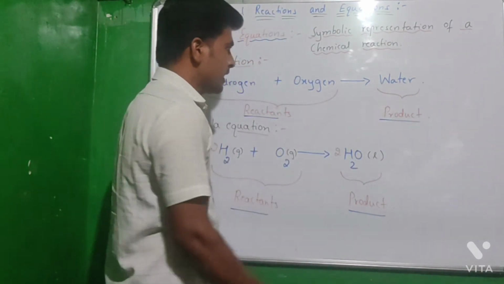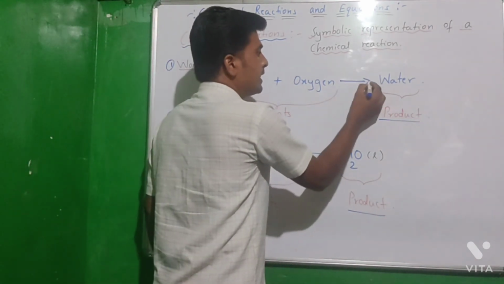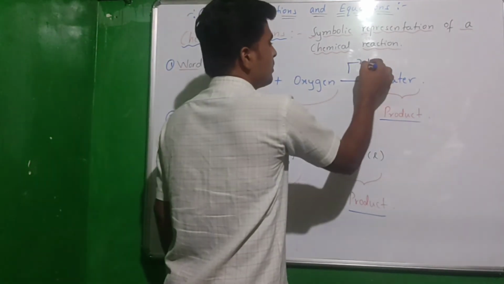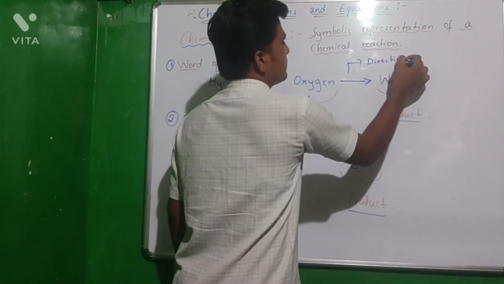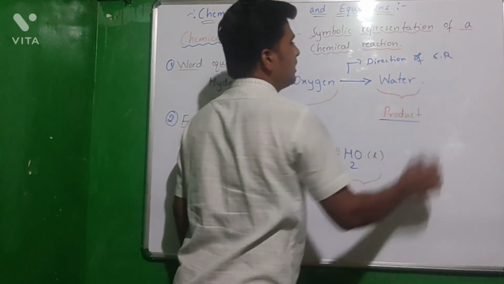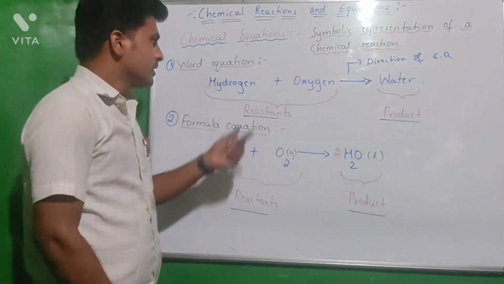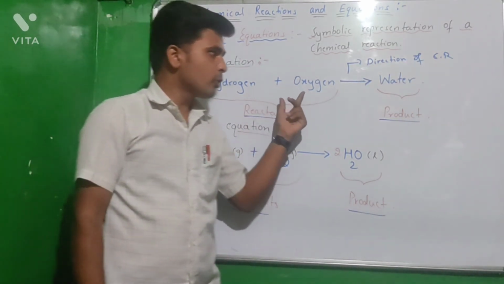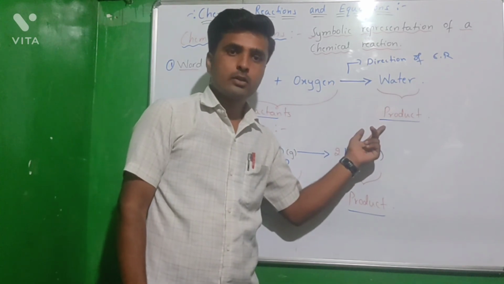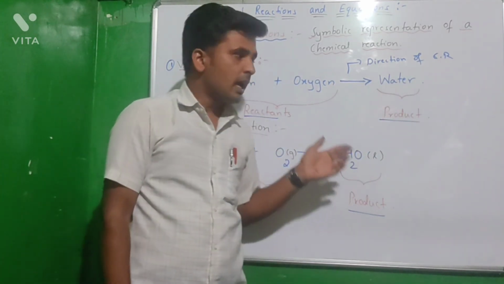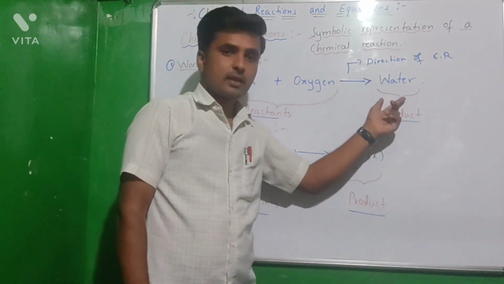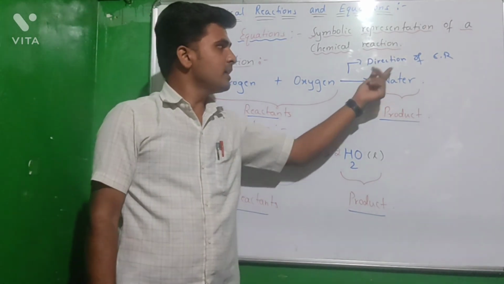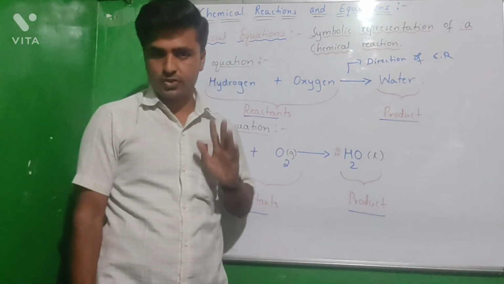Then the arrowhead point represents the direction of the chemical reaction. Here the reactants are represented on the left hand side of the arrow mark and the products on the right hand side of the arrow mark, the reactants and products are separated by the plus sign, and the arrowhead point represents the direction of the chemical reaction.